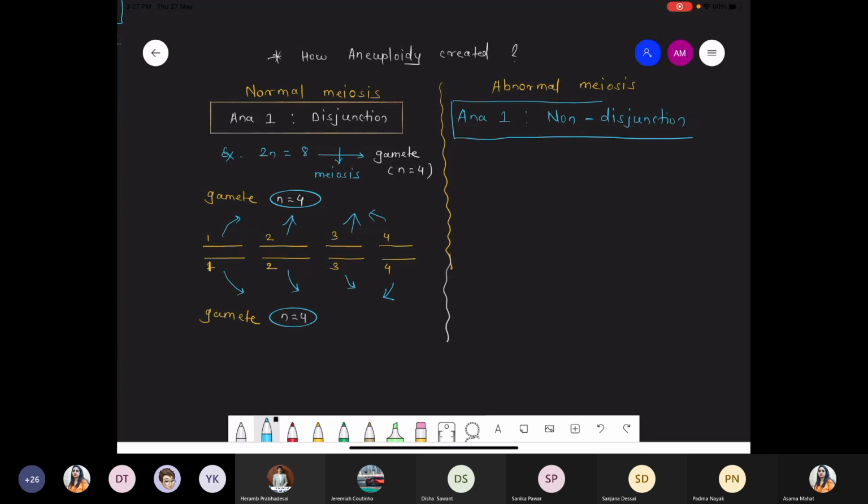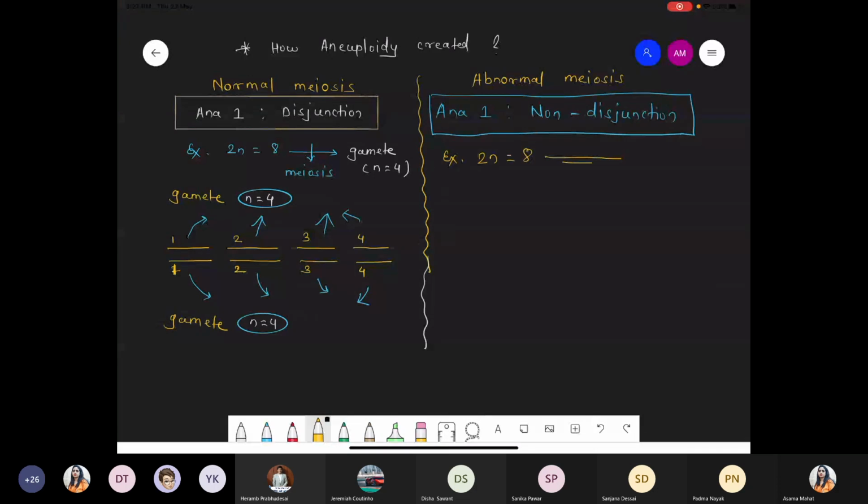Abnormal meiosis. So just try to understand. We take the same example, that is, in diploid condition, total number of chromosomes is 8. The process that will occur is meiosis. During meiosis, there is a formation of gametes. But here something goes wrong.